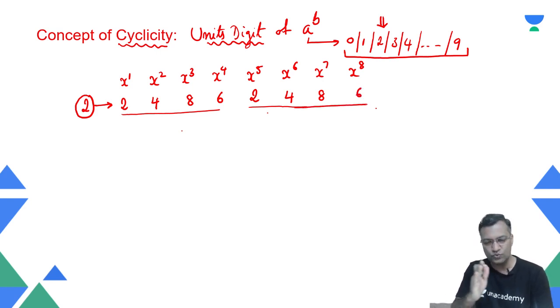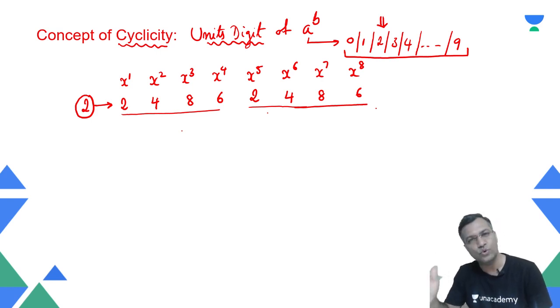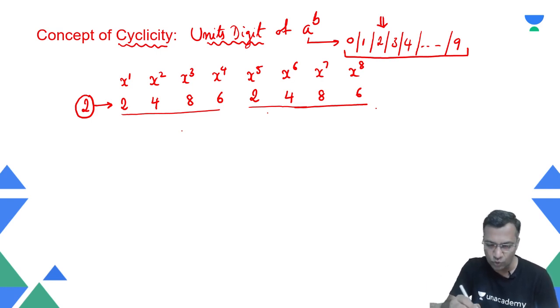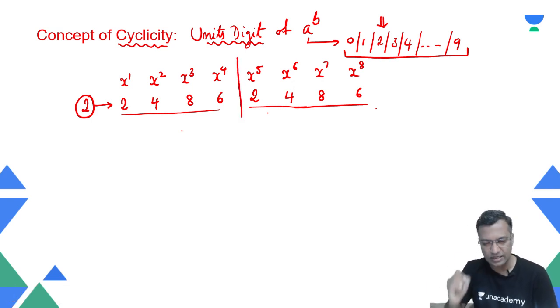Cycle is 4, 2, 4, 8, 6, and again 2, 4, 8, 6. If you continue this journey, again you will get 2, 4, 8, 6, which means the cycle is repeating after 4 stages, right? Cycle is repeating after 4 stages. Let me examine one more number.